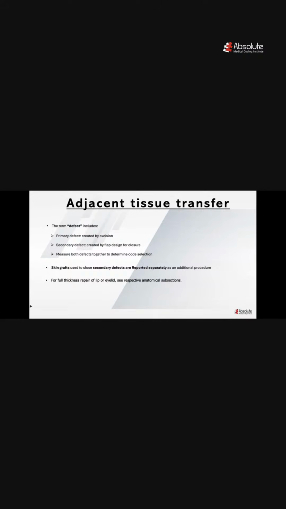Now, here is another important guideline. When selecting a CPT code, measure both the primary and secondary defects together. And if a skin graft is used to close a secondary defect, report it separately as an additional procedure. Also, for a full thickness repair of special areas like the lip or eyelid, use the respective anatomical subsections.